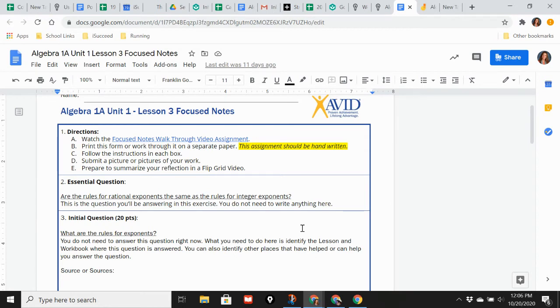Okay, the essential question for this particular focus notes is, are the rules for rational exponents the same as the rules for integer exponents? In section 2 here, we are not answering the question. We're just identifying the question. We're putting it in our minds so that as we work through this, we can keep thinking about that question and potential answers.